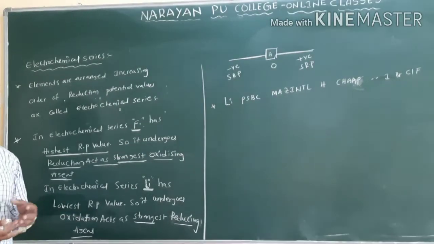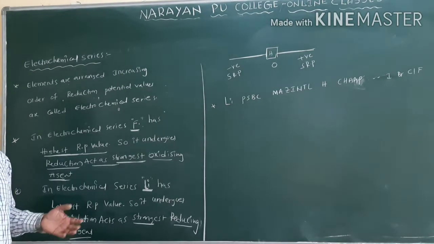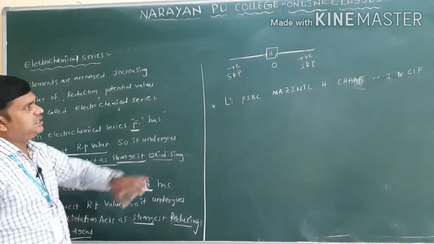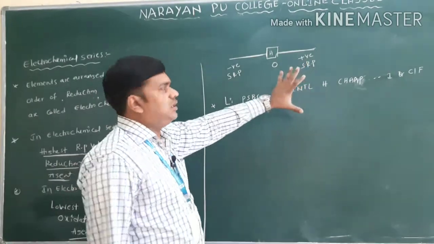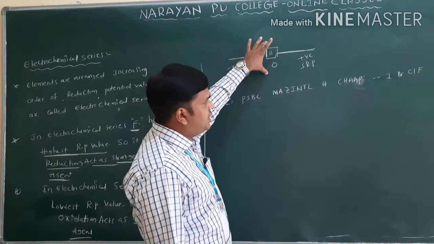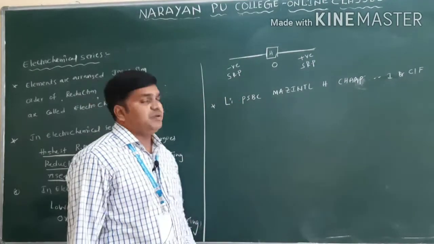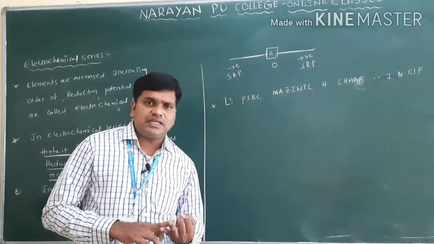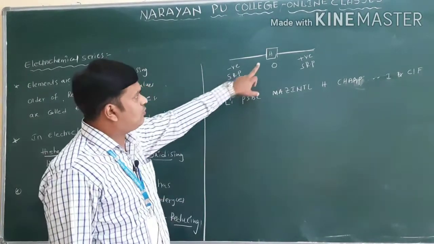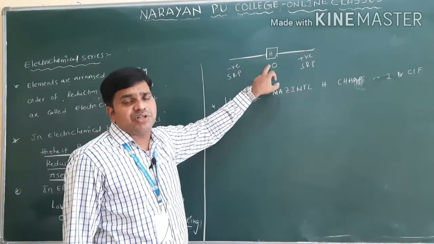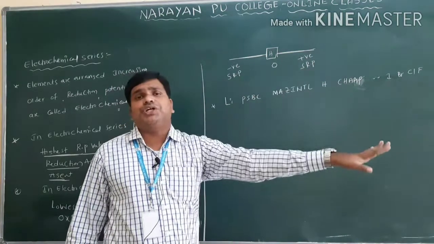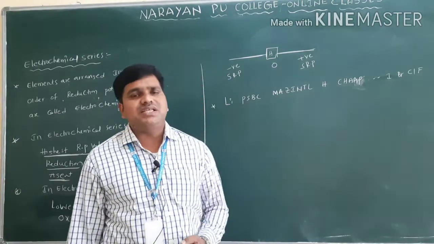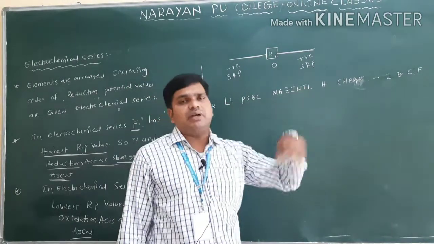Generally metals have negative reduction potential values, and some non-metals and the noble metals have positive reduction potential values. See, I wrote one simple shortcut here. Negative SRP is here, hydrogen is in the middle, and positive SRP is here. Negative SRP means metals are there: alkali metals, alkaline earth metals, d-block elements also. After that what we have? Hydrogen. The hydrogen electrode potential is 0. After the hydrogen, noble metals are there. What are the noble metals? Copper, silver, gold, platinum. These are called noble metals.